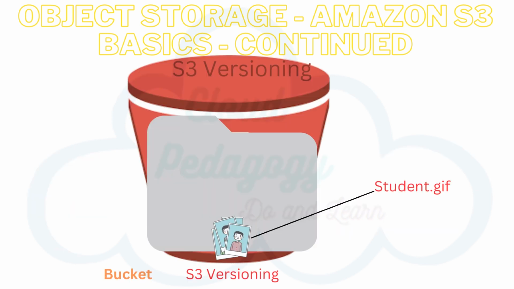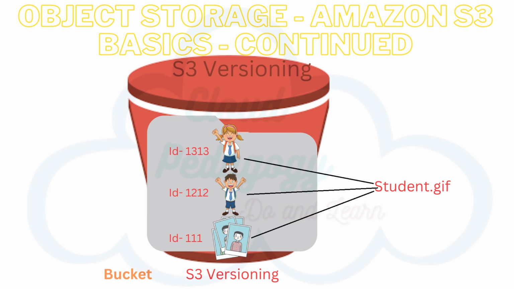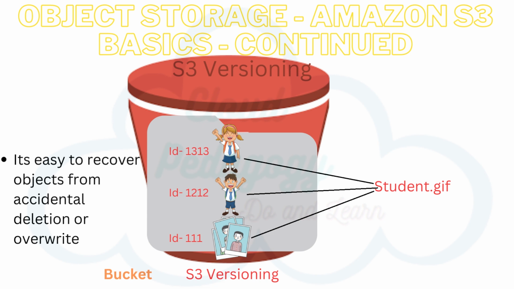If you enable versioning for a bucket, Amazon S3 automatically generates a unique version ID for the object being stored. In one bucket, for example, you can have two objects with the same key but different version IDs, such as studentphoto.gif with version 111 and studentphoto.gif with version 1212. Versioning-enabled buckets let you recover objects from accidental deletion or overwrite.